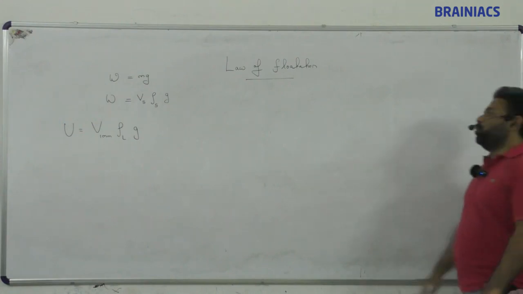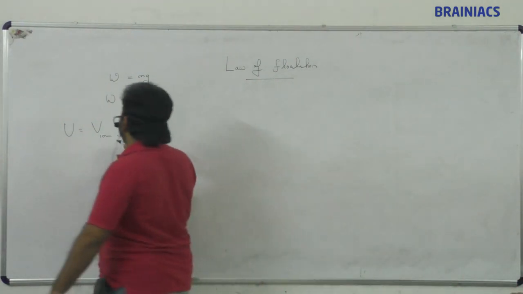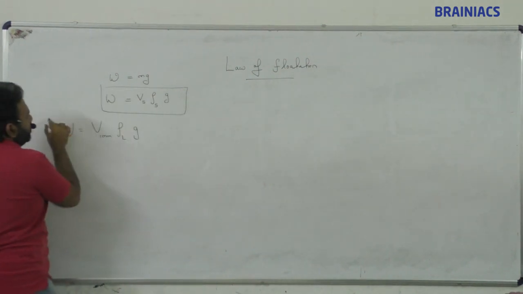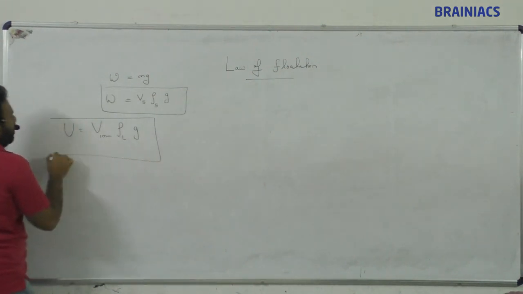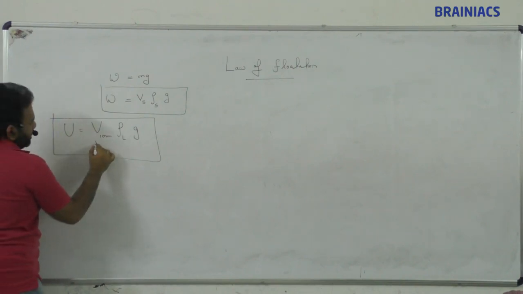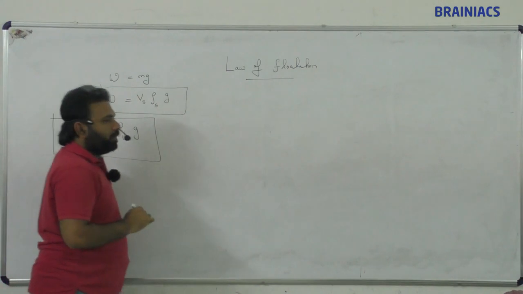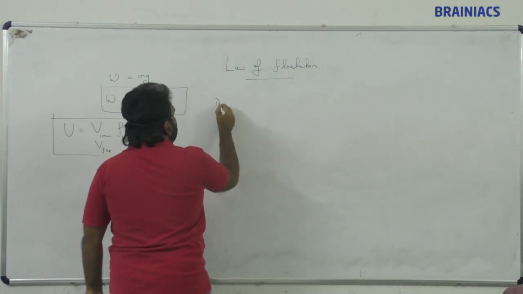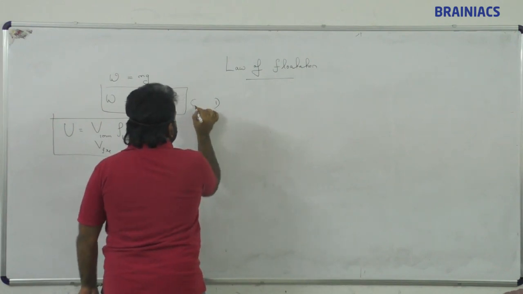Okay. So weight is equal to Vsg. U is equal to Vm rho Lg. This is also the same as the weight of the fluid replaced. Okay. So in this context we can say there are different cases.